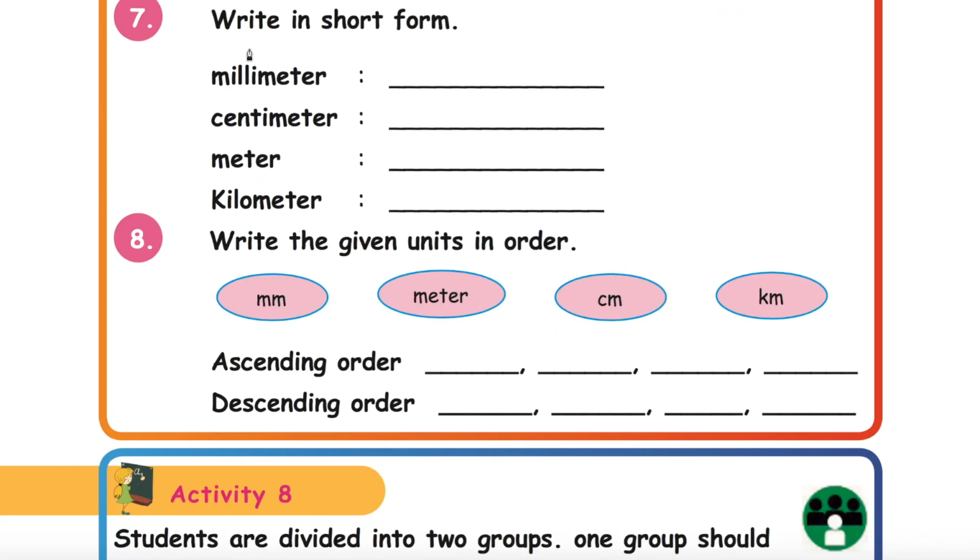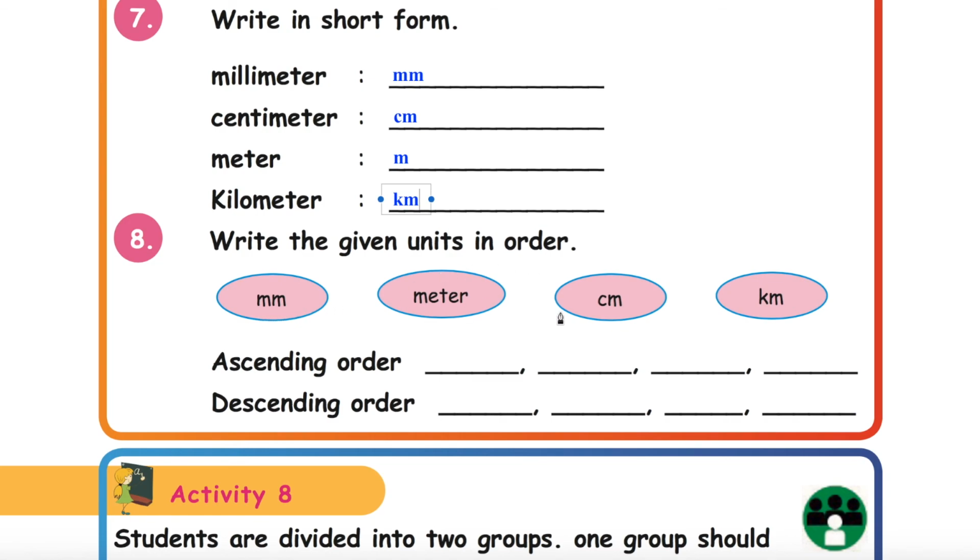Write in short form. Millimeter, mm, centimeter, cm. Not chief minister. That is centimeter. m means meter. This is kilometer.